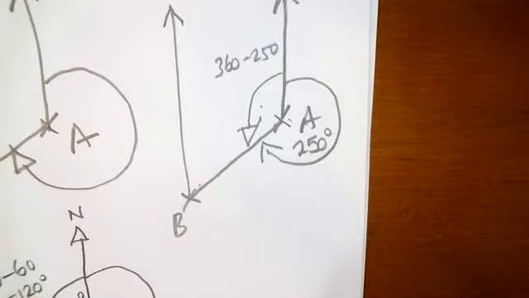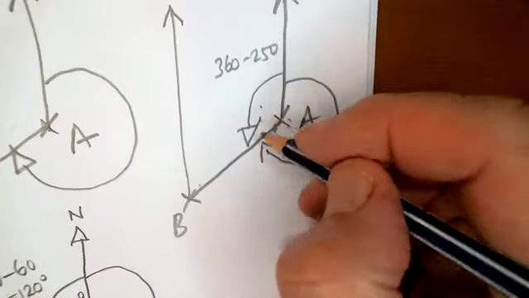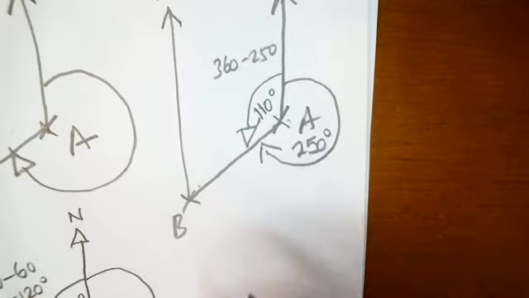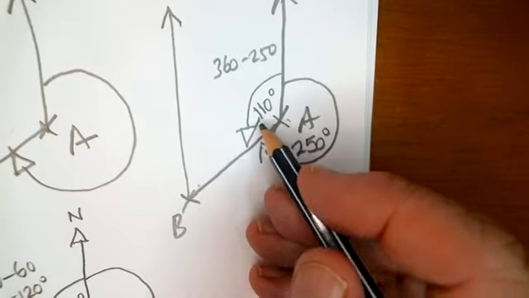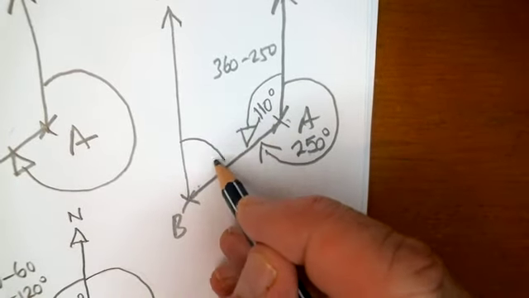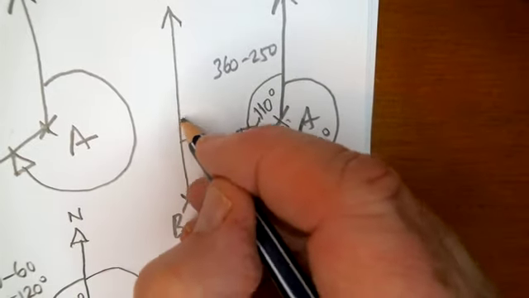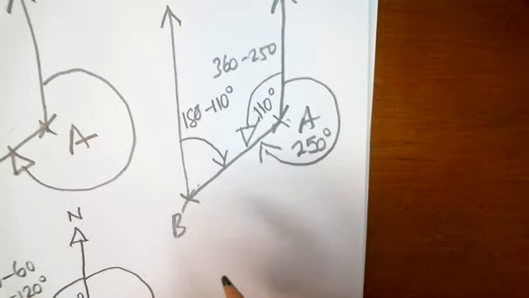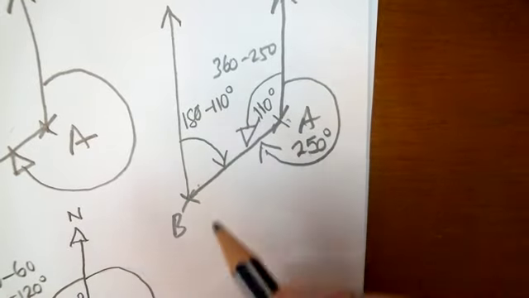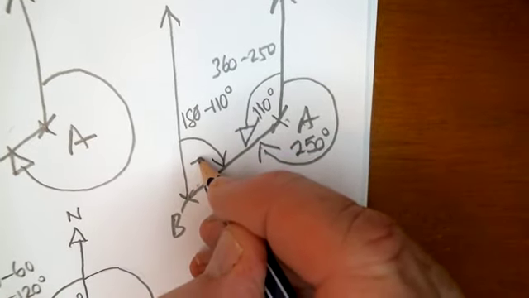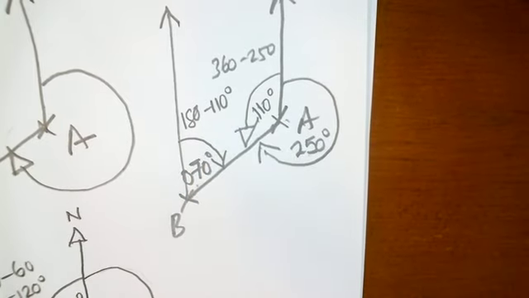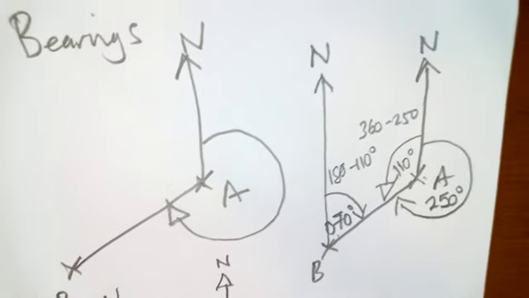So this one here must be 110 degrees. Well, if that's 110, this one must be 180 minus 110. By the way, this is as hard as it will possibly get, but you just need to know what it is. So 180 minus 110 is 70 degrees. So it's 070, 70 degrees. And that's how we do bearings.